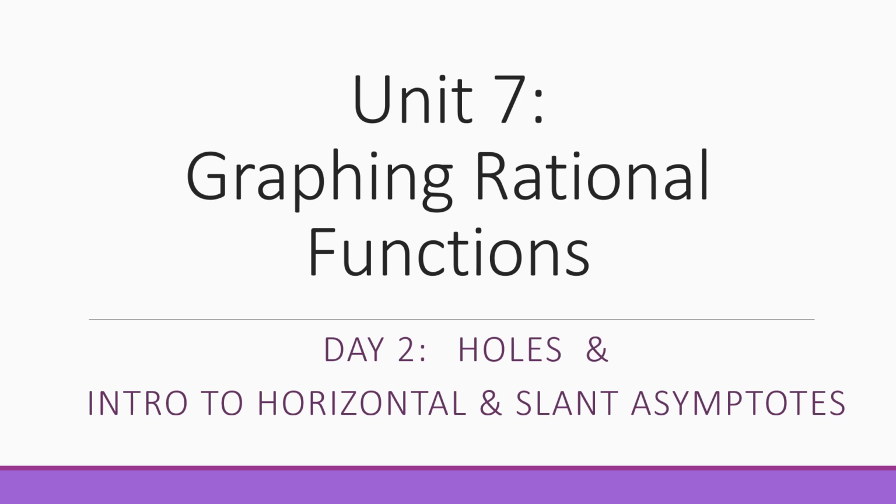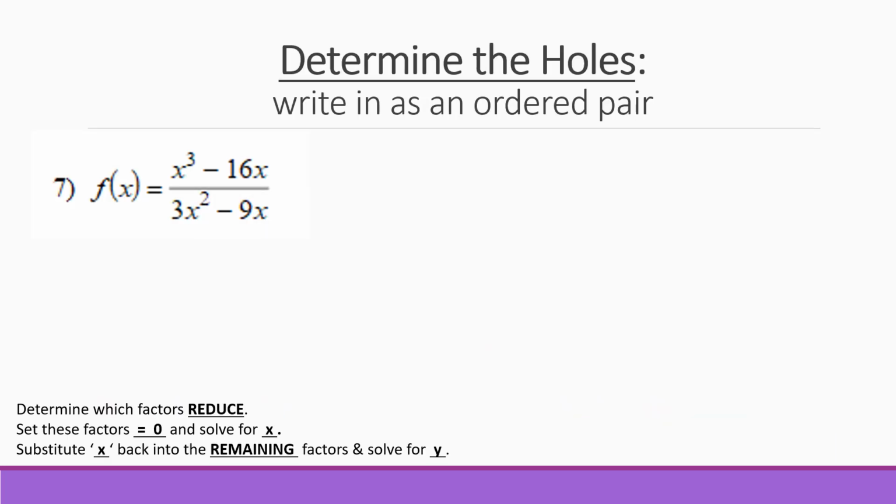Determining holes, and intro to horizontal and slant asymptotes of rational functions. I left off with going through some examples determining holes, and I have just a couple more to do before we discuss our horizontal and slant asymptotes. So remember, holes, we are going to look for any factors that reduce, so we first have to factor.